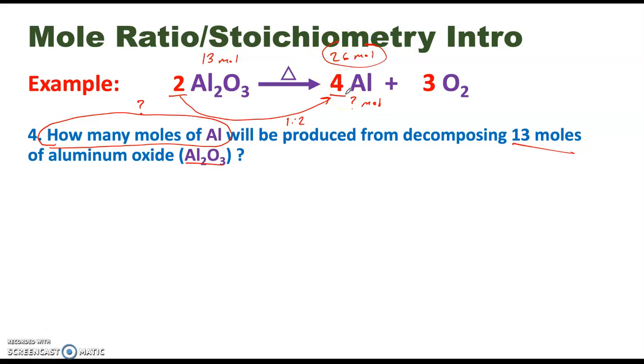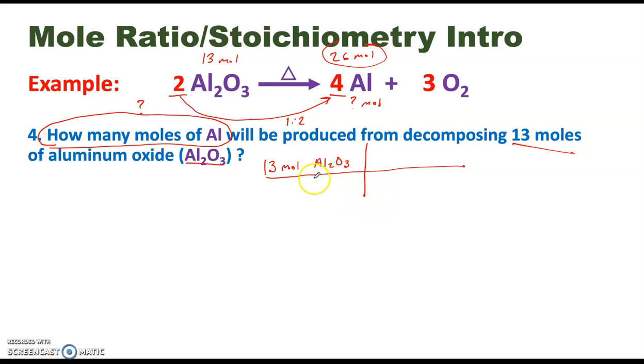But I do want to show you how to use the ladder because they are super important. And again, like always, the ladders are going to get longer and they are necessary. And you got to show how you're canceling your units. So make sure you do use the ladders. So we always start with what we're given. In this case, it's 13 moles of aluminum oxide.